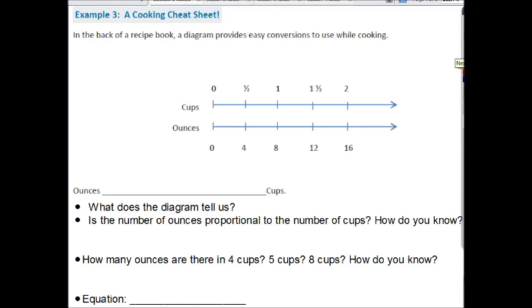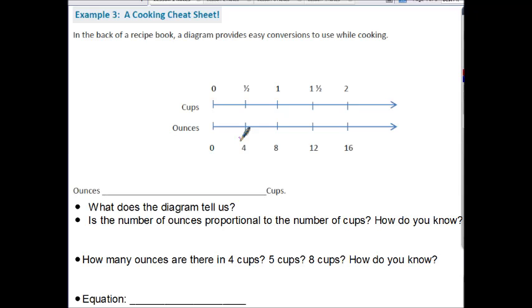Okay, let's take a look at our last example here. In the back of a recipe book, a diagram provides easy conversions to use while cooking. And they have set this up with a double line diagram. So we know that 0 cups relates to 0 ounces, a half a cup relates to 4 ounces, and so on. And that's really what the diagram is telling us, is if you have a certain number of cups, what is the equivalent number of ounces?